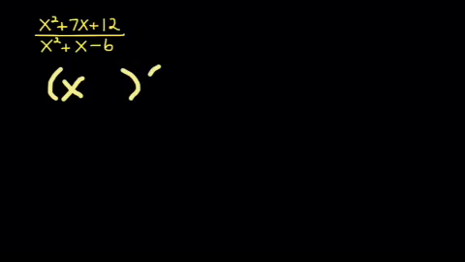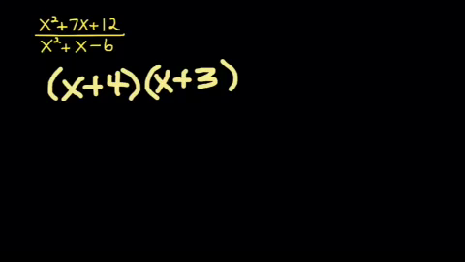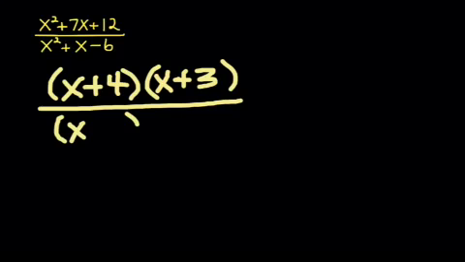So the numerator first. We have 12 here, so this should be 4 and 3, both positive. And then I'm going to factor the denominator as usual. This is what I would set equal to 0. This time we have 3 and 2. 3 is positive, 2 is negative.